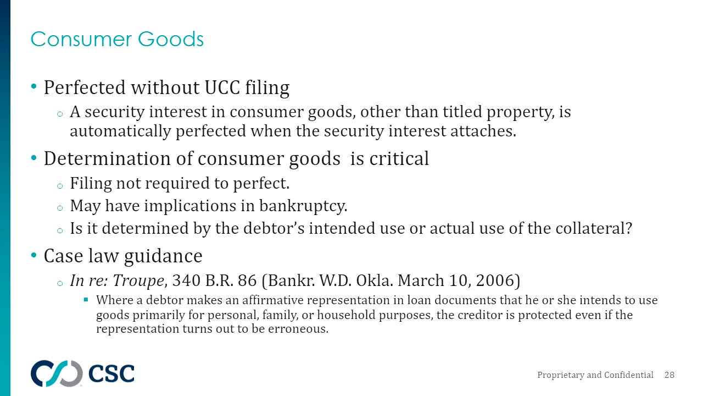Consumer goods. Generally, if the collateral consists of consumer goods, a purchase money security interest is automatically perfected without the filing of a UCC record. It's just automatic perfection. Other than titled property, you can't do that with a car, for example, but it's automatically perfected as soon as the security interest attaches. So the determination is critical here.